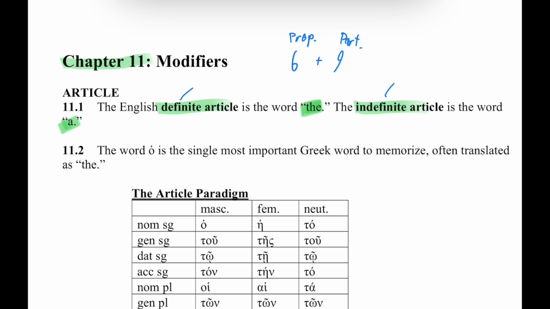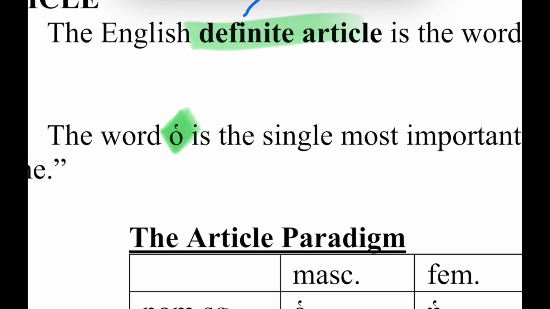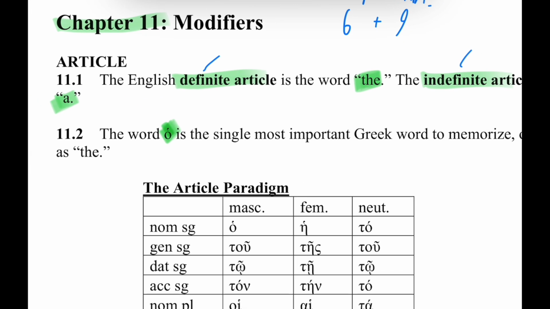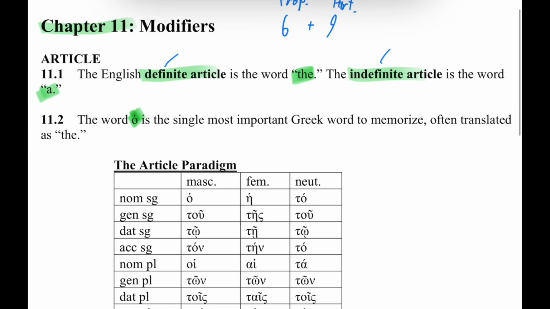In Greek, there is not a definite or an indefinite article. There's just one article, the word ha, which you've already learned, the omicron with the rough breathing mark over it, as you can see. That is the single most important Greek word to memorize, Mount says, and I think that is very true, and it is typically translated the. It's important to know that this is just the article, not the definite article, because in Greek there's not an indefinite article. So either there is an article, and in which case something is articular, or there is not an article, in which case it is anarthrous.